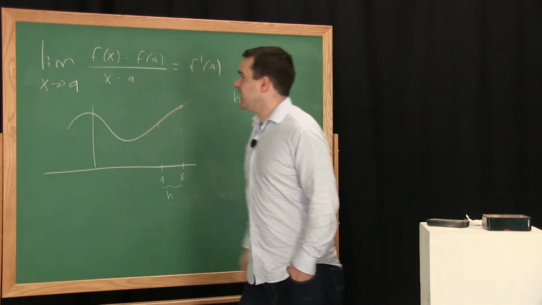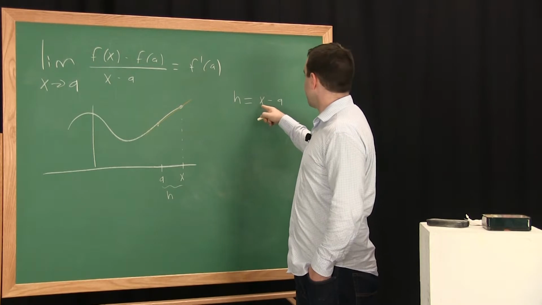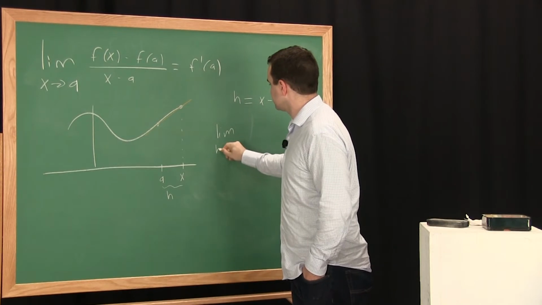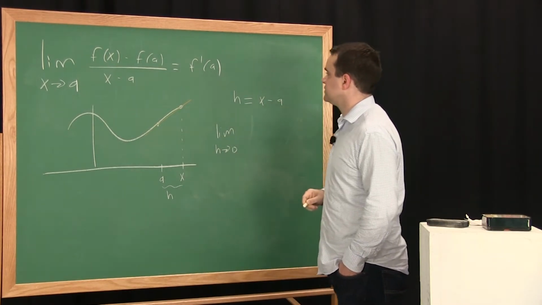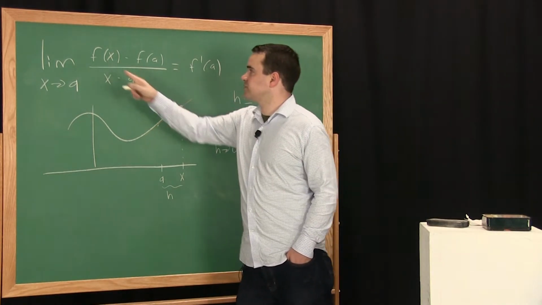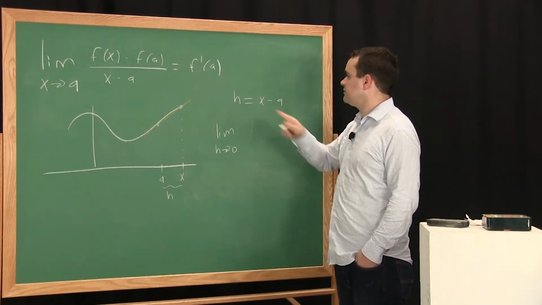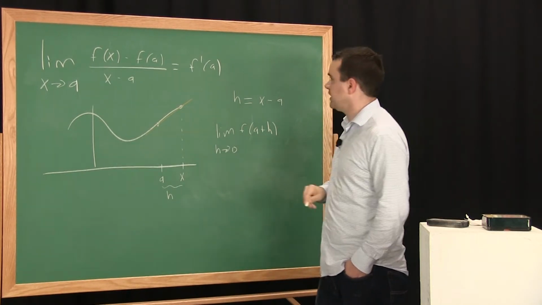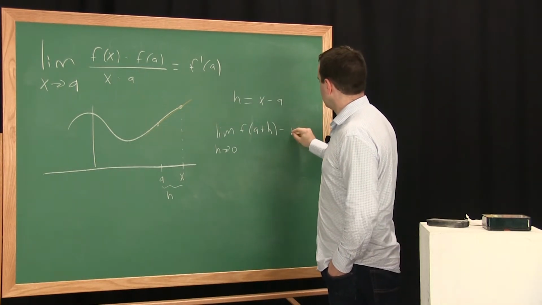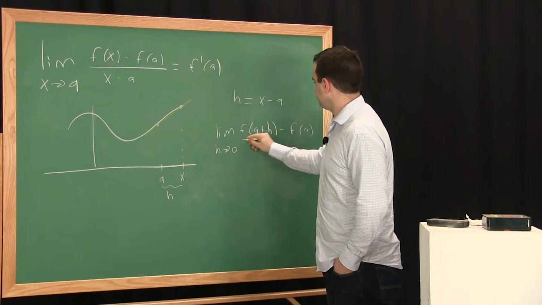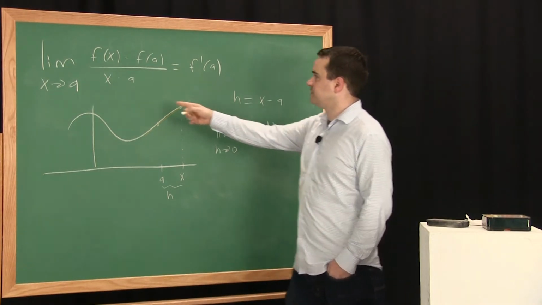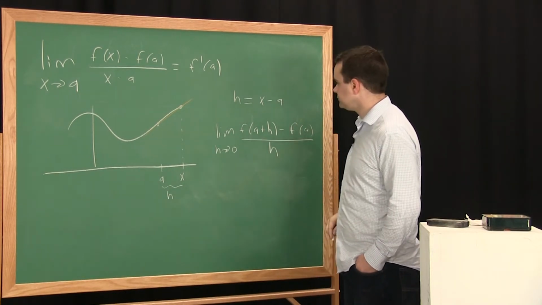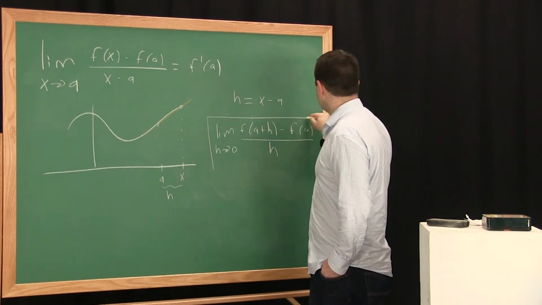As x goes to a, surely x minus a goes to 0. So I'm going to be taking a limit as h goes to 0. And now I want to replace x with what it's equal to. So x is equal to a plus h. So I get f of a plus h. And then I just subtract f of a. And then I divide by x minus a, which is equal to h. And so there you have it.